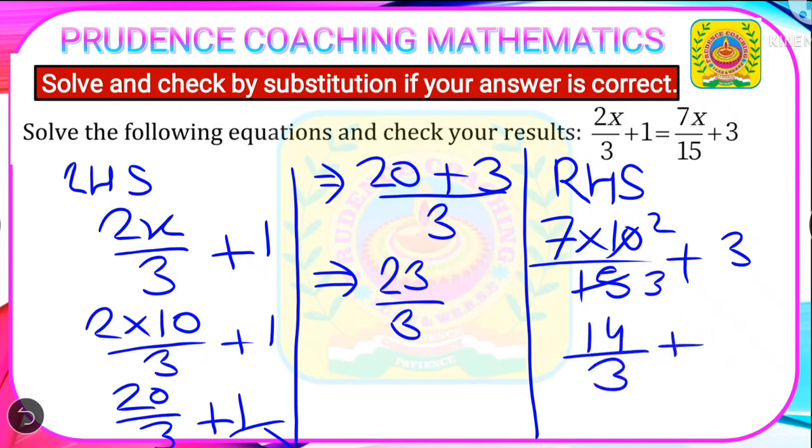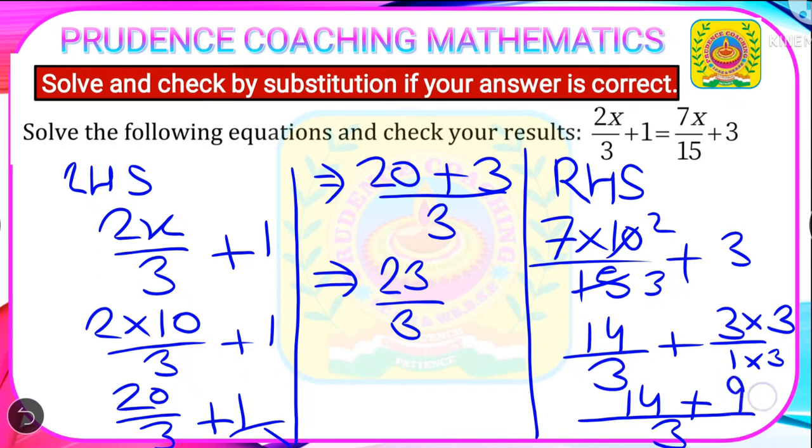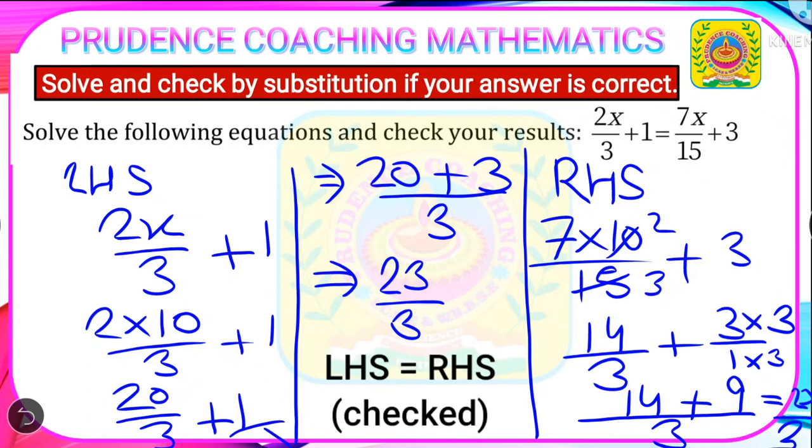Now we have here 3 and in the denominator we have 1, so the LCM is 3. We will have 14 here, plus here we need to multiply with 3 to get the denominator 3. So in the numerator we will multiply by 3. So 14 plus 9 will give us 23 by 3, which is equal to the left hand side. So we can write LHS equals RHS, proved.